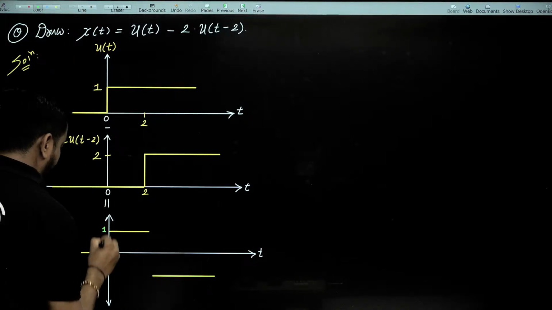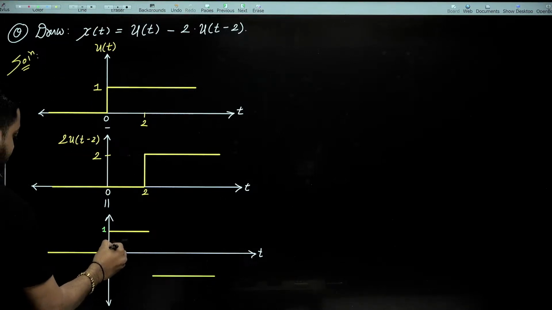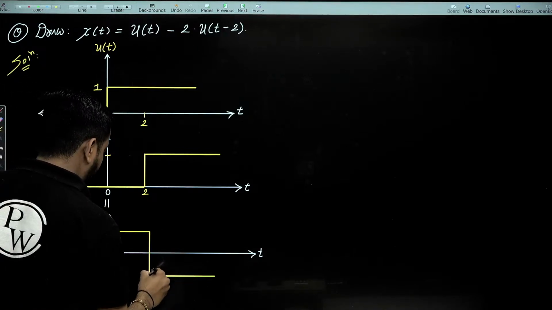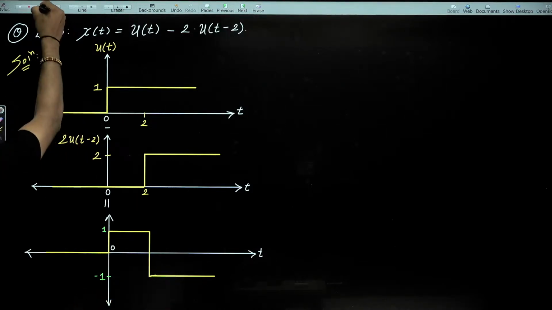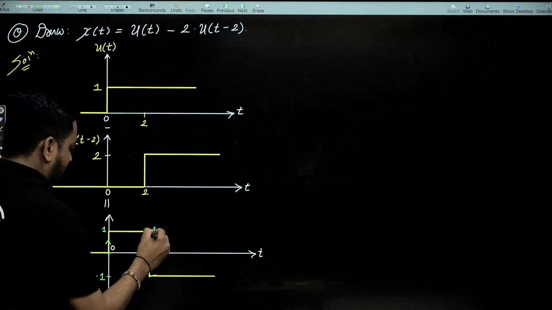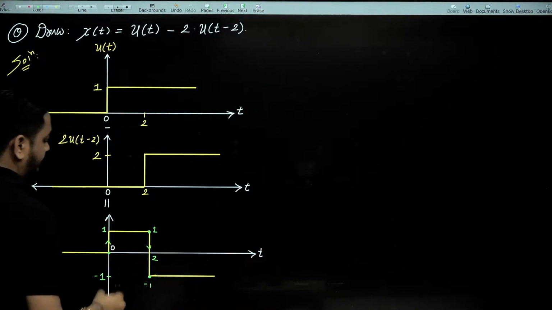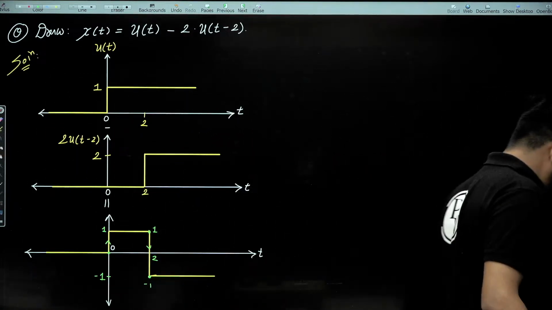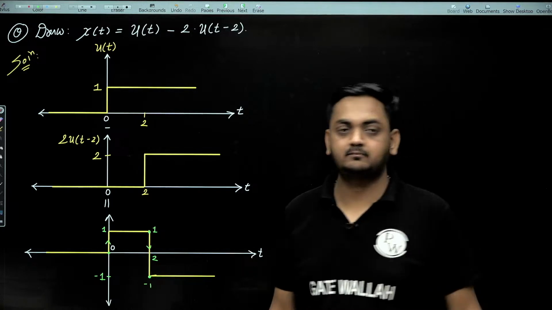Here the amplitude is 1, this amplitude is minus 1. Again see, at t equal to 0 a step is present, that's why there is a sudden change in amplitude from 0 to 1. At t equal to 2 a step is present, that's why there is a sudden change in amplitude from 1 to minus 1. So this is signal subtraction, guys. Any doubt till here, guys?